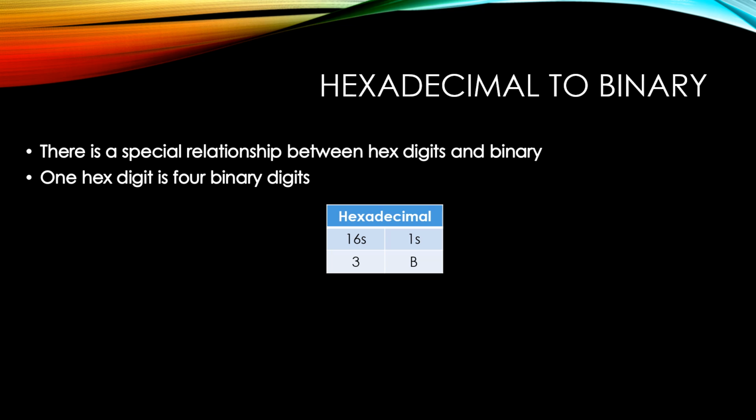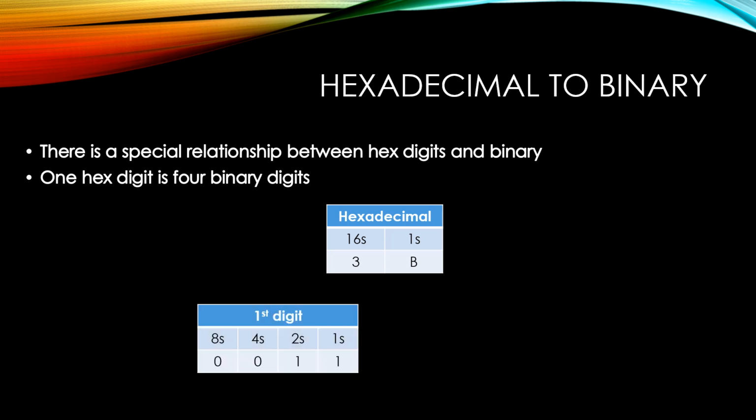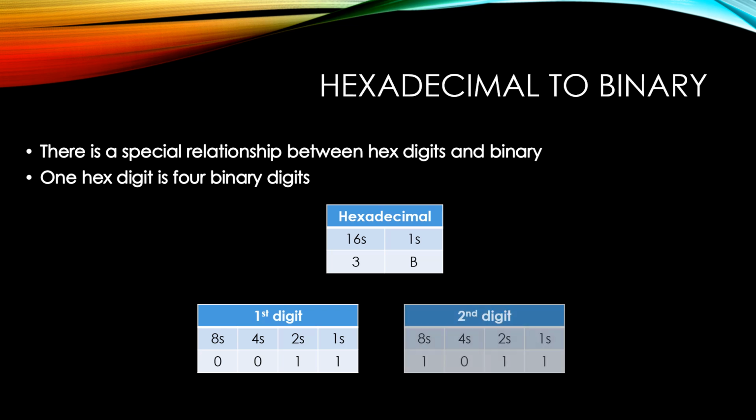The first digit is 3. If we just look at a 4-bit binary number, 3 would be 1 in the 1's column, 1 in the 2's column. So our number is 0011. B is equivalent to 11. So when we try to represent that, it's 1 in the 8's column, 0 in the 4's, 1 in the 2's, and 1 in the 1's. So 3B in hexadecimal would be 00111011 in binary.